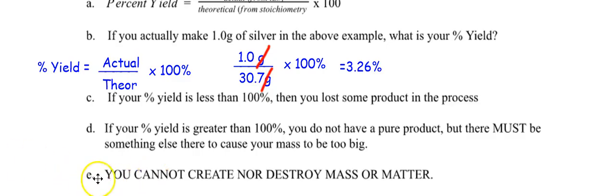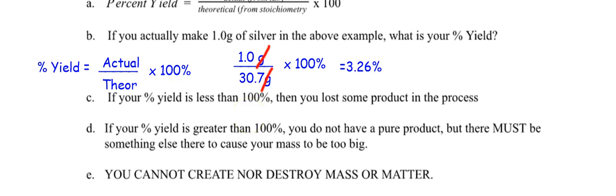So letter E is, again, the law of conservation of matter. You cannot create matter. That's why you really can't have greater than 100%, or it's not pure. And you can't destroy matter, and therefore, if it's less than 100%, it's someplace you just lost it. It could be down the drain. You made it, but you didn't collect it.